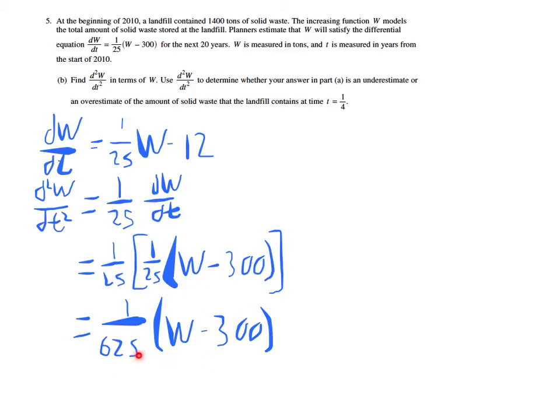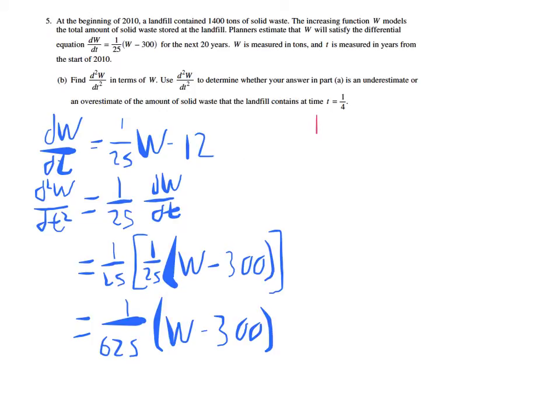So we're always going to get a positive number, 1/625, times another positive number. This difference will always be positive. So that tells me the second derivative is always positive, so the function is always concave up, which means that I have an underestimate. And so we can write that.